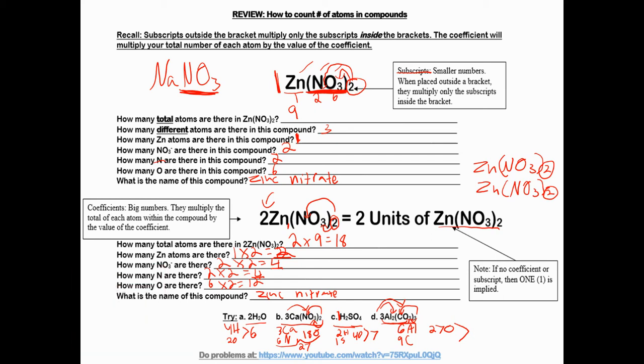And so we have 27 plus 9, that's 36, plus 6, that's 42. So let me double check that. If it was 1, it'd be 9 oxygens, 12 with the carbon in there, and then 14 with the aluminums, times 3 would have been 42. That's right.